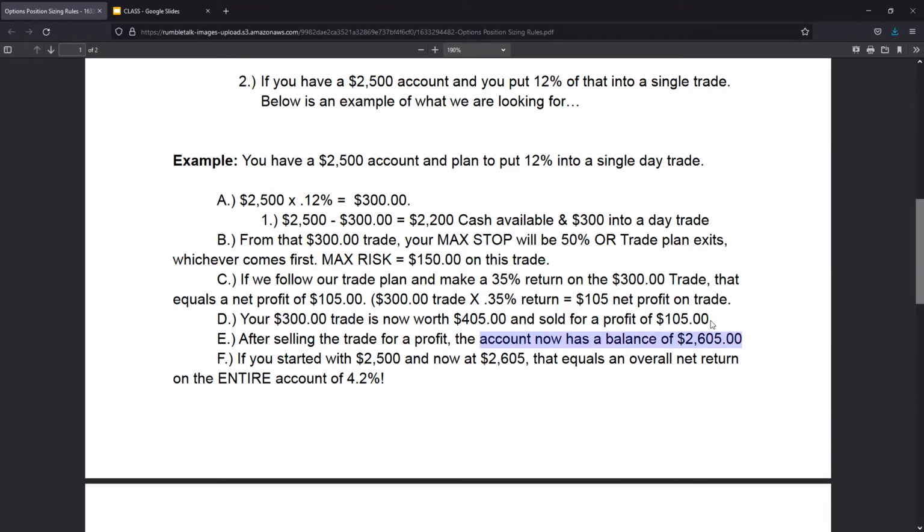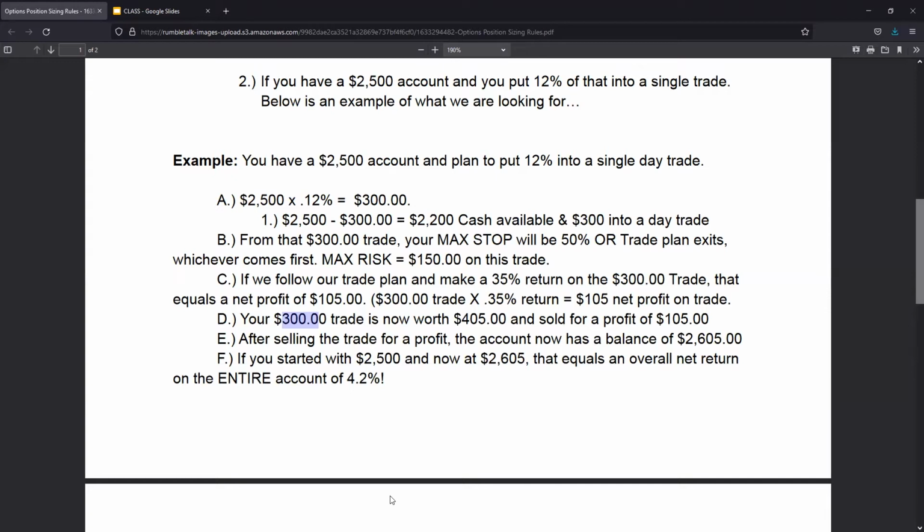All right. Remember, you started off with a $2,500 account. It's now at $2,605. So a simple mathematical equation here is $2,605 divided by $2,500. And that tells you that you just had a 4.2% return on the entire account. A 4.2% return on the entire account by making a small 12% trade that made a 35% return.